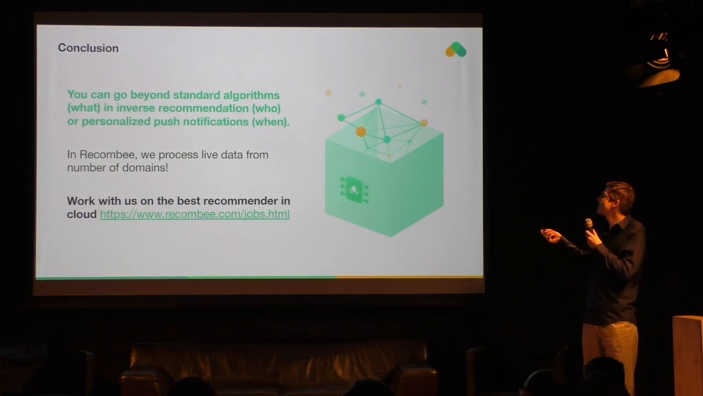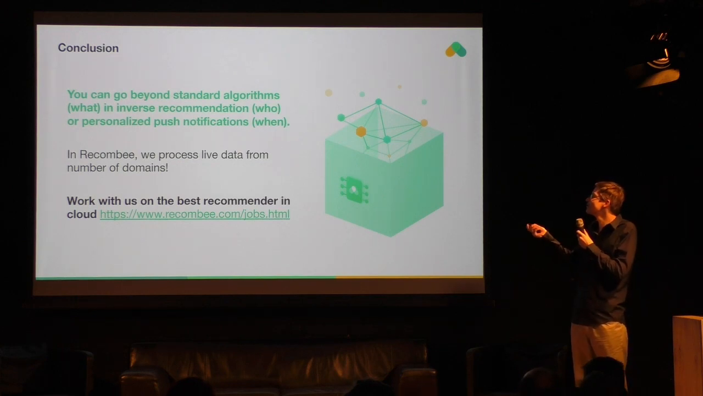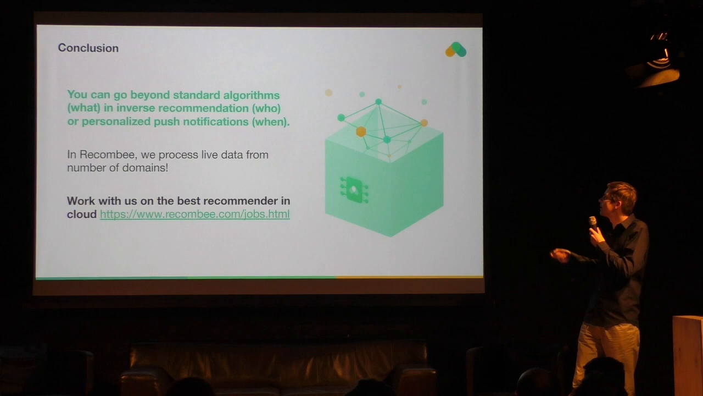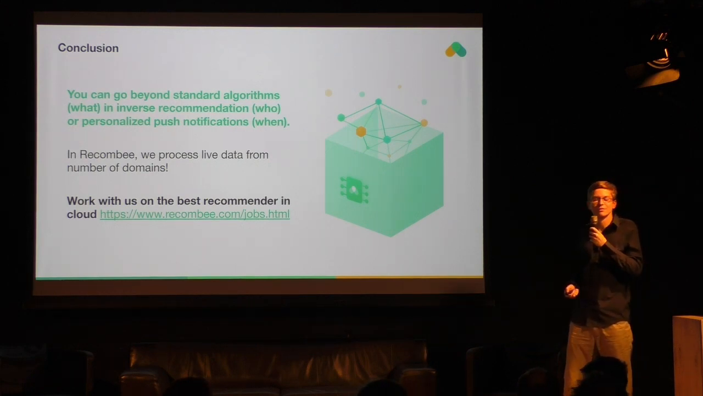Something called inverse recommendation. You can recommend users who like that. So the problem is inverse, and also some completely other things that you can do.